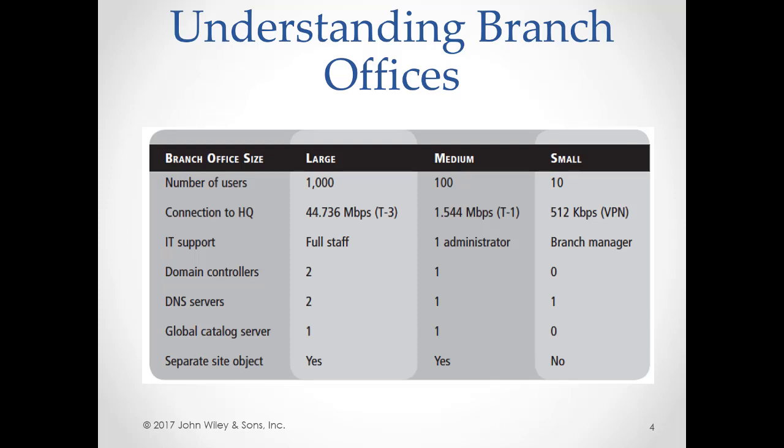If we look at this chart, we can see a typical corporation. They have a headquarters branch that's large. They may have another branch office that is also fairly large, and then they've got this other office that is very small. The small office doesn't even have a domain controller. There's only 10 users in it. It's got a very slow VPN connection.